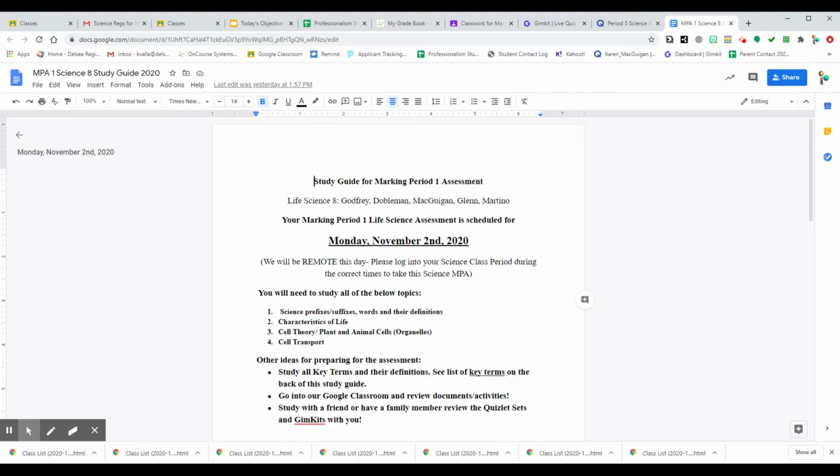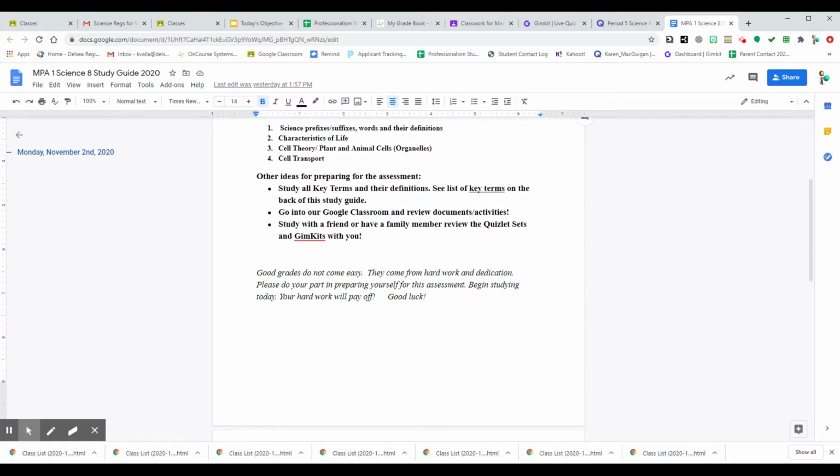passive and active transport. Now, when you take this MPA, these are all questions dealing with big picture ideas from the content that we've been learning over the past month and a half, or almost 2 months. So that's what you are going to be responsible for knowing, and this is a study outline, essentially, so you know what those topics are.